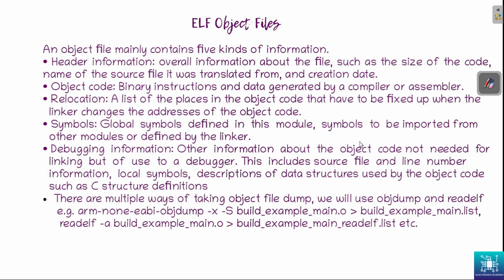Debugging information is other information about object code not needed for linking, but for use of a debugger. This debugging information is retained by the linker if we need to debug the code. That is, if we compile the code with a -g option, the debugging information is included. This includes the source file and line number information, local symbols, and descriptions of data structures used by the object code, such as C structure definitions, and so on. So this is optional. You may or may not have the debugging information. And there are multiple ways of taking the object file dump. We will use objdump and readelf both.